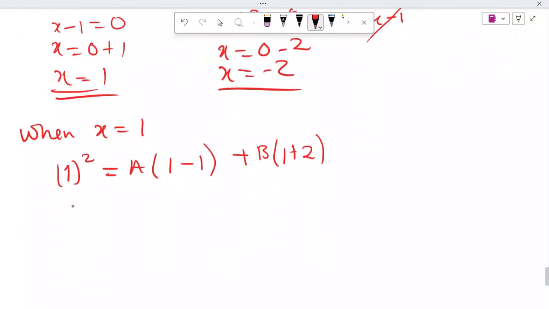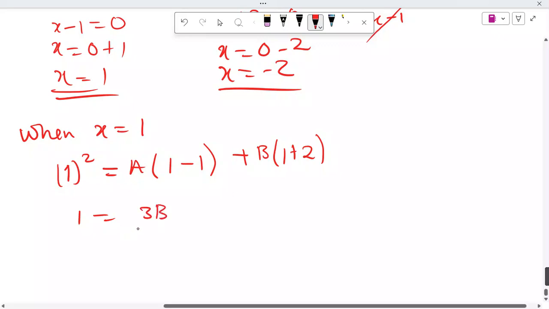So 1 squared is 1 multiplied by 1, which is 1. So this is 0. Then 1 plus 2, 3. So it will be 3b, meaning over 3 over 3. This implies that b is equal to 1 over 3.